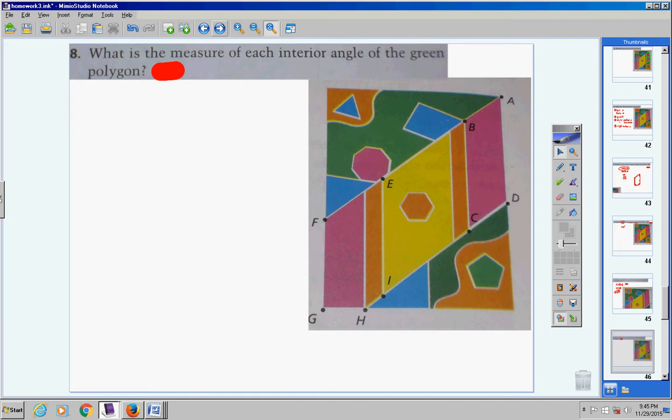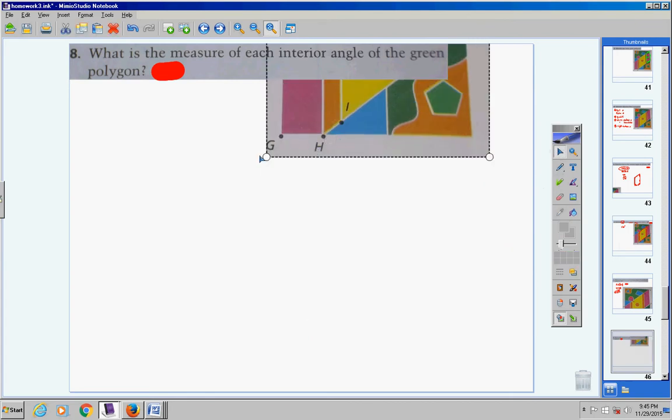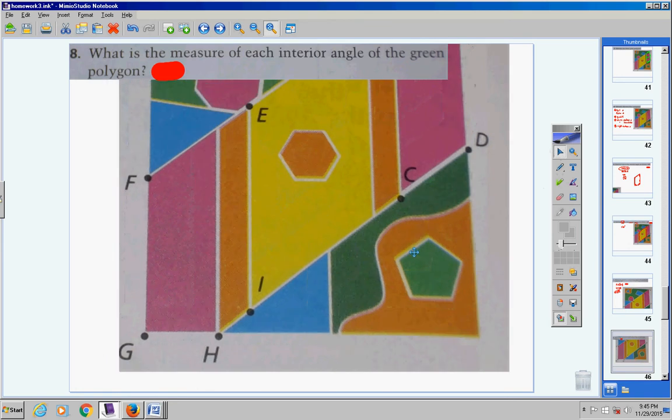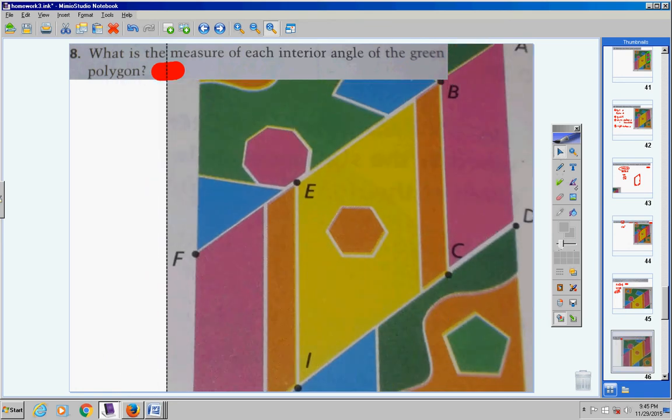What is the measure of each interior angle of the green polygon? Great practice, it's really good for you guys, okay? Please look at this. Okay, we'll make this green polygon a little bigger. There it is. Now look, we have 5 sides. Do you see that? 5 sides.